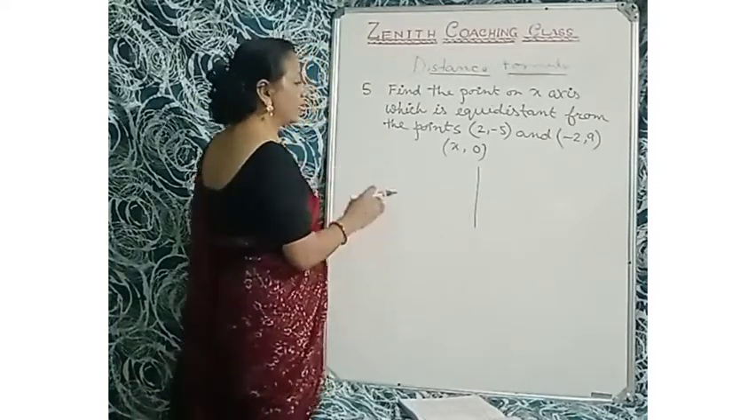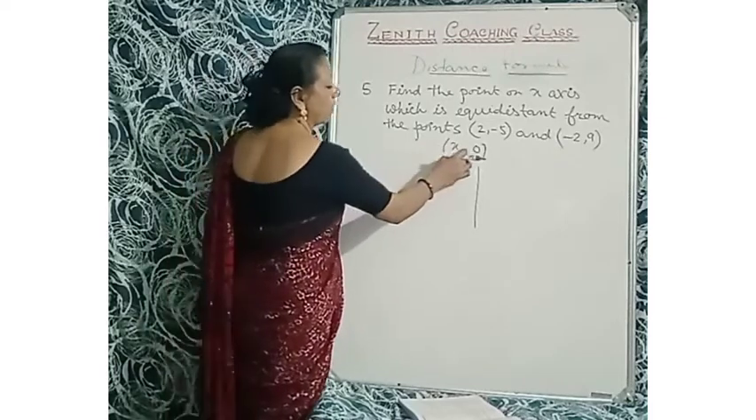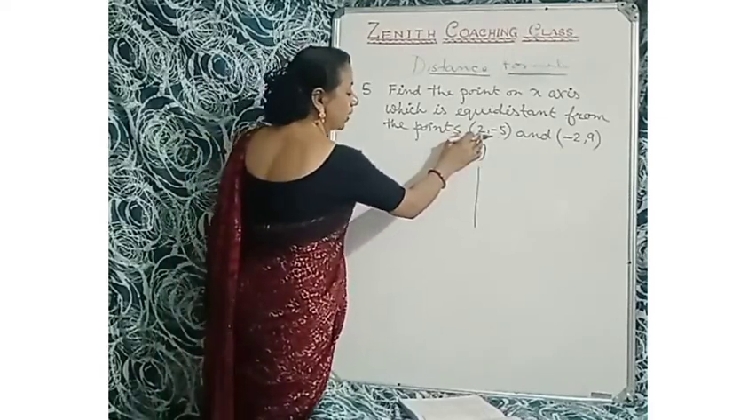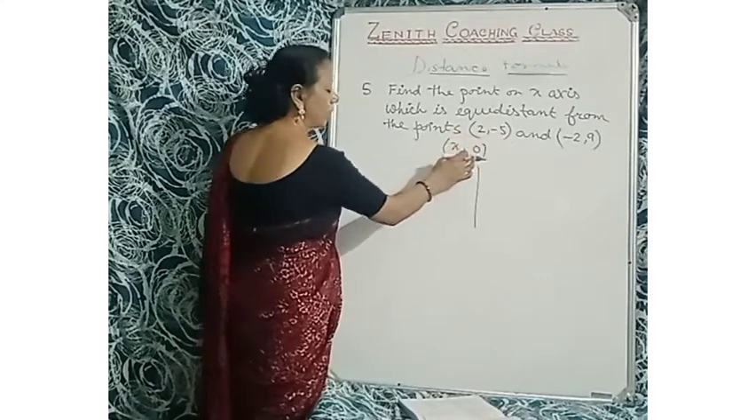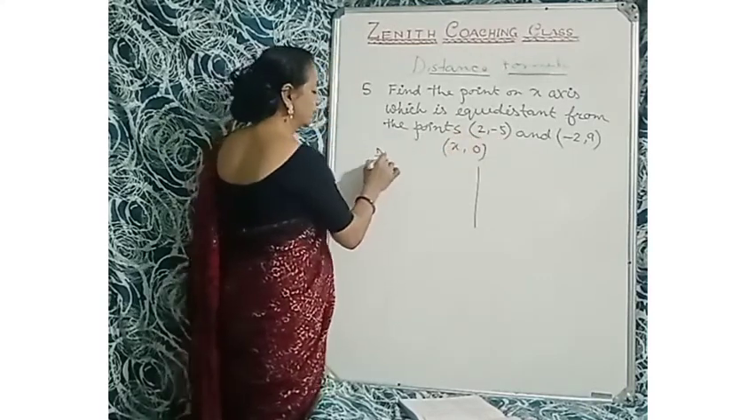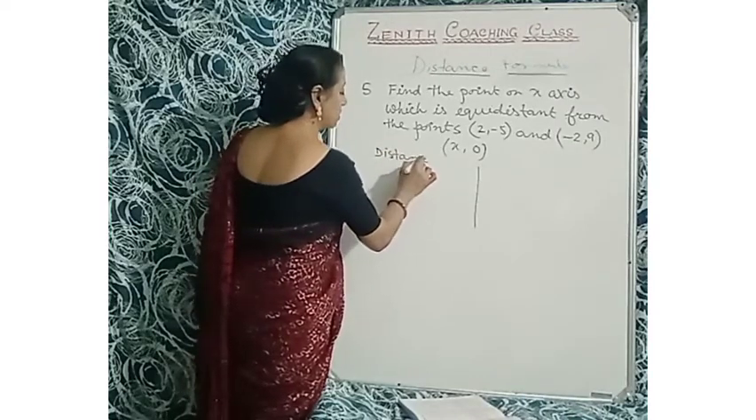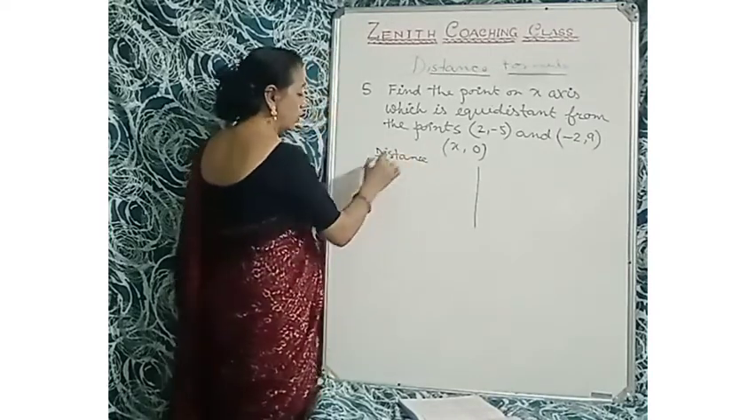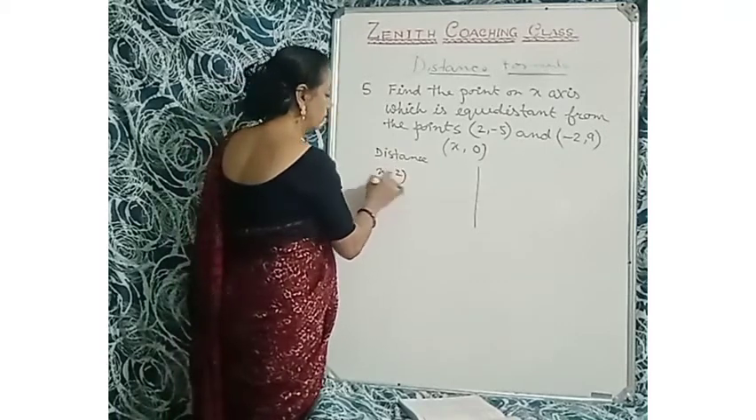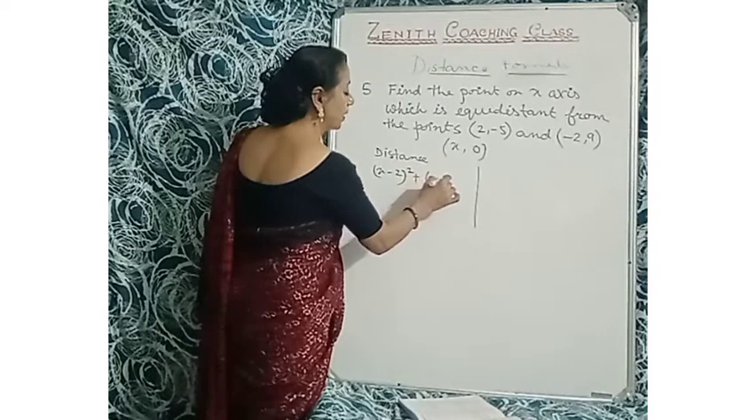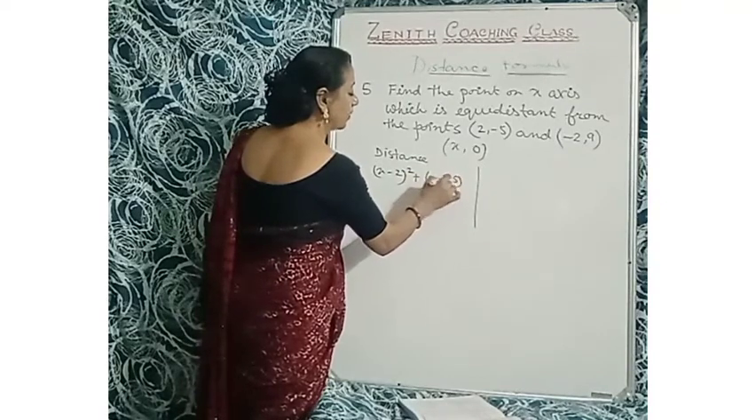Okay, so first let's think: x, 0 and (2, -5). So here is x1, x2, y1, y2. So distance is root of (x minus 2) whole square plus (0 minus -5) whole square.